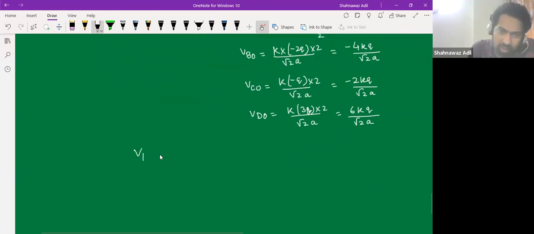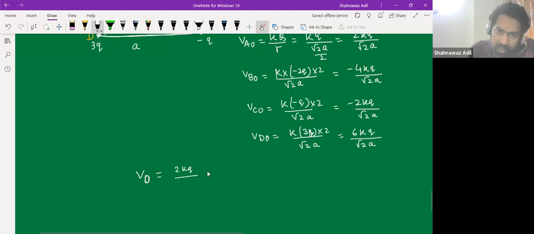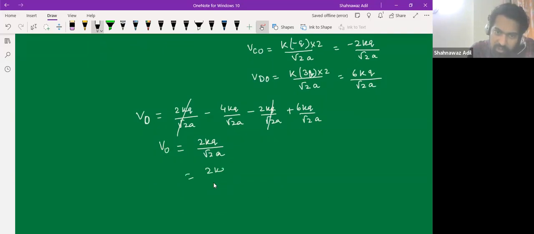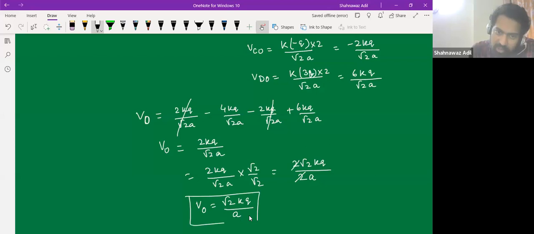So VP or VO we are calculating. That would be 2KQ by root 2A minus 4KQ by root 2A minus 2KQ by root 2A plus 6KQ by root 2A. So 2 minus 2 cancel. This is 6 minus 4. So 2KQ by root 2A. If we simplify this thing, we have to rationalize it. So this would be 2 root 2 KQ by 2A. So 2 cancel. So VO would be root 2 KQ by A. So that is the potential at the center.